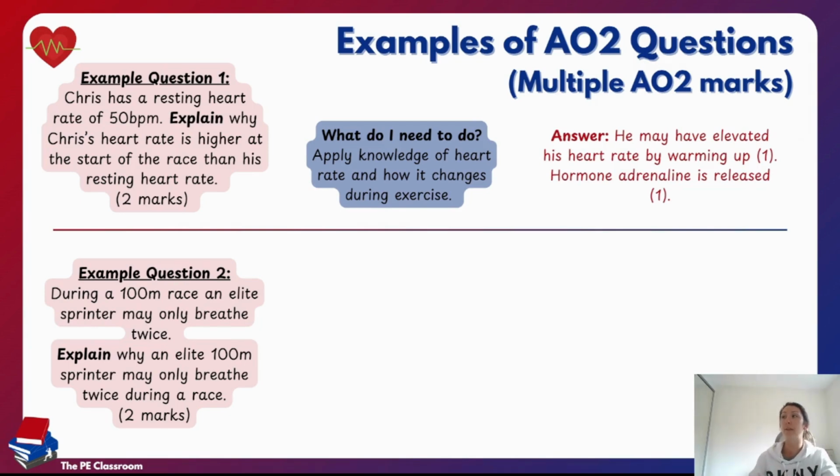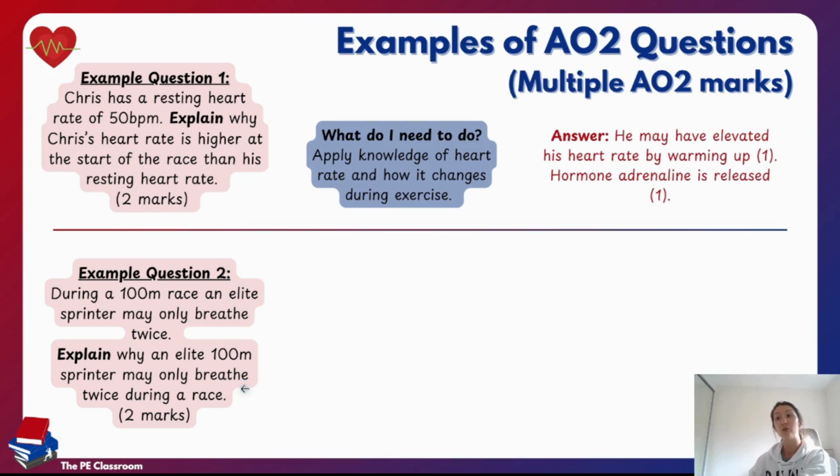So you could say something like, he may have elevated his heart rate by warming up, because that is a possibility. Or you could say as well something to do with a hormone, adrenaline is released, that obviously raises your heart rate. So obviously you need to say 2 things, but they're 2 possible things that you could say. The second question: during a 100-metre race, an elite sprinter may only breathe twice.